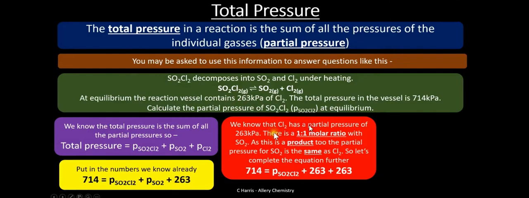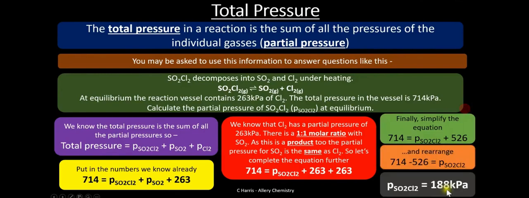So we know that chlorine has a partial pressure of 263. There is a 1:1 molar ratio with sulfur dioxide. If you look at this equation, you see that there's a 1:1 ratio with sulfur dioxide. This is a product too. The partial pressure for sulfur dioxide is the same as your chlorine. So let's complete the equation. We have determined here that our sulfur dioxide has the same partial pressure as our chlorine, because these are products which are being produced in a ratio of 1:1. So we have 263 for our sulfur dioxide. You must be able to use the molar ratios to figure out partial pressures, as we have done here. So we can now rearrange the equation to find our partial pressure for this compound. If you rearrange, the partial pressure is going to be 188 kilopascals.